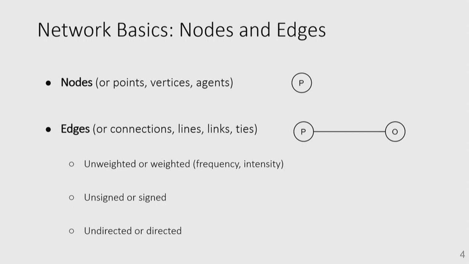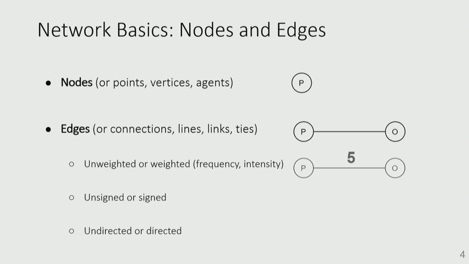Then there are different types of edges. So this edge that you see between nodes P and O is an undirected, unsigned, and unweighted edge. It's the simplest version of an edge. It doesn't have any signs, it doesn't have any weights, and it doesn't have any direction. So it's a bidirectional or a reciprocal edge.